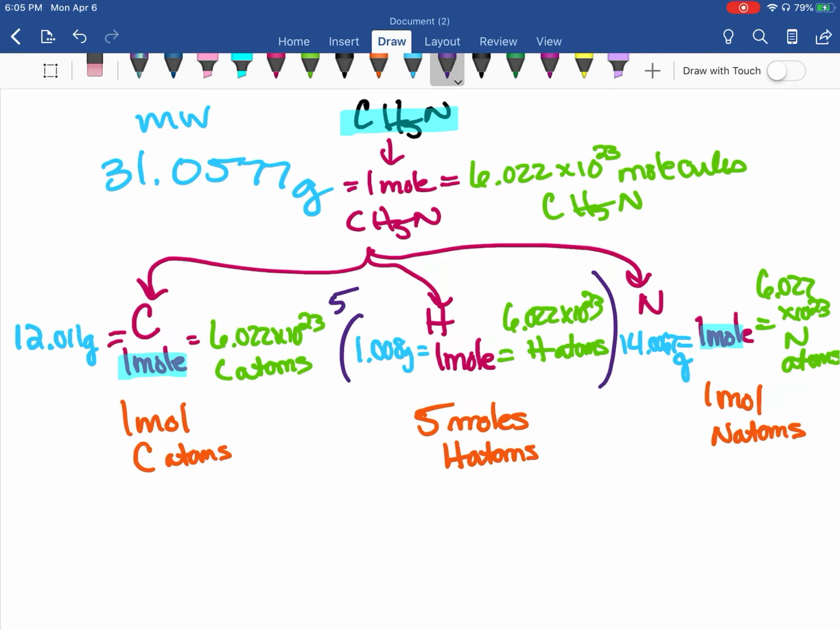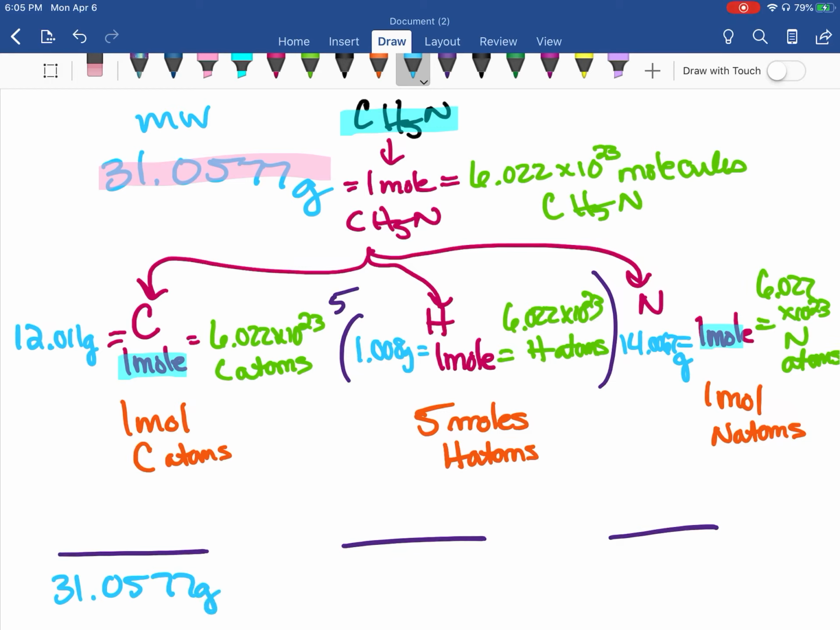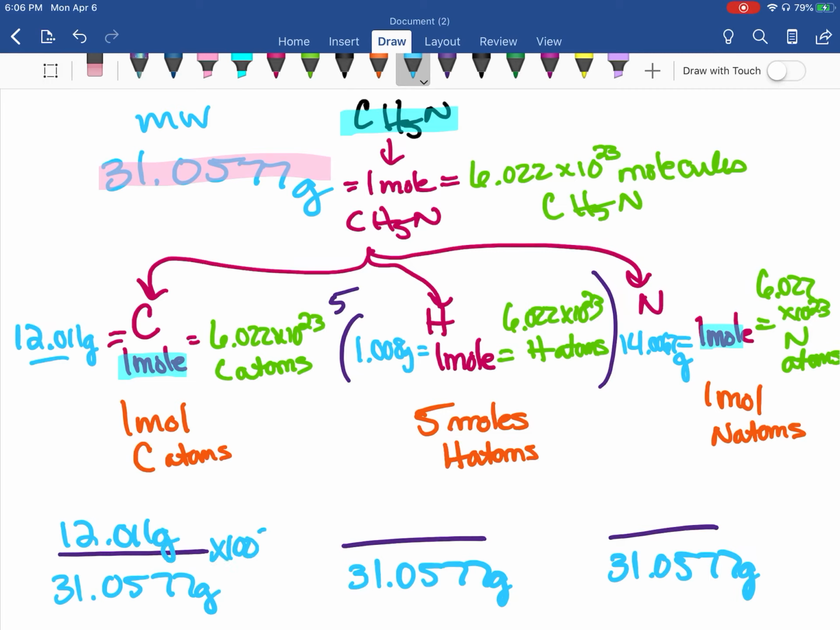Let's do percentages. So each one of these now, carbon, hydrogen, and nitrogen, is all out of that total molecular weight. So I'm going to put the total down here at the bottom. Okay, awesome. Now how much of that is carbon? 12.011. How much of that is hydrogen? Well, what's 5 times 1.008? 5.044 grams. And then how much is nitrogen? 14.0067 grams.